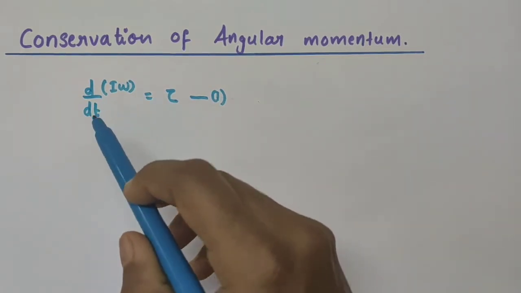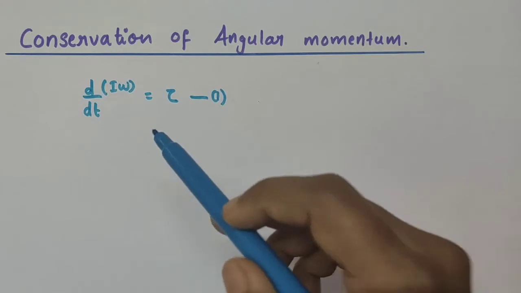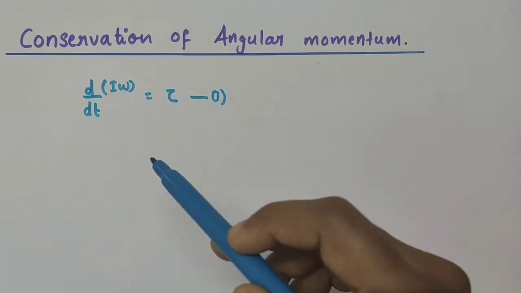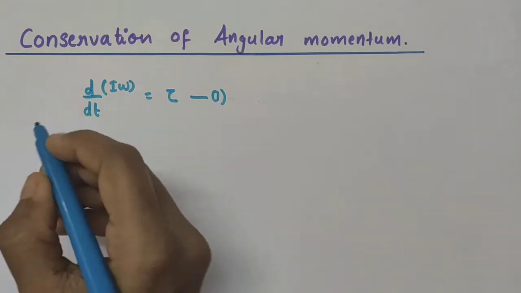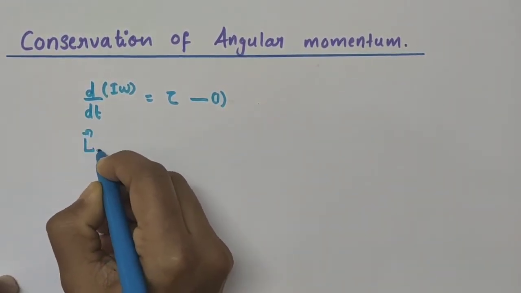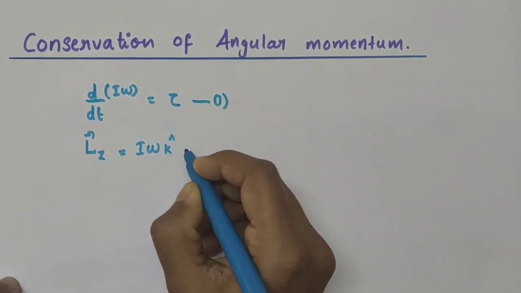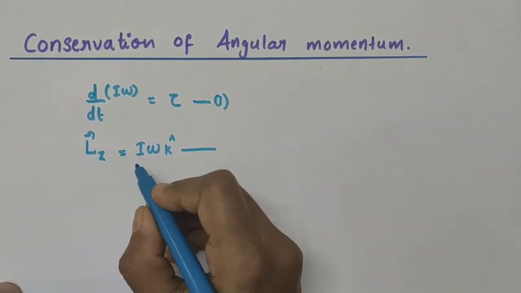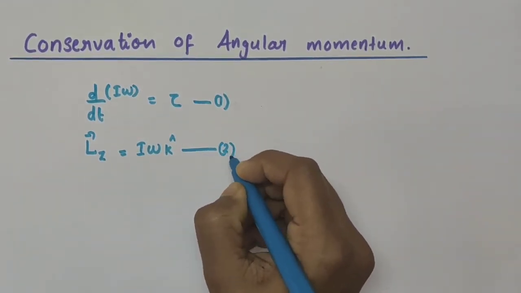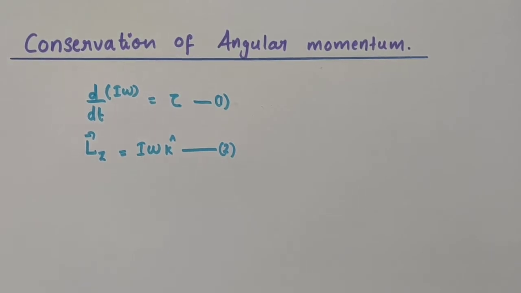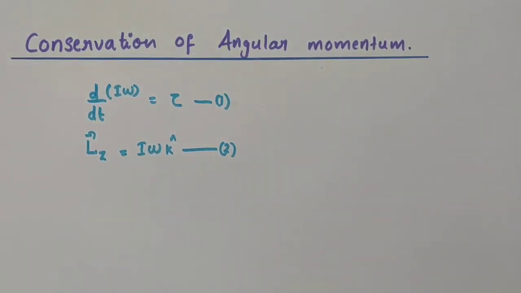Where I is the moment of inertia, omega is the angular velocity, and tau is the total external torque along the axis of rotation. And there we had one such equation too, that is vector Lz is equal to I omega into k cap. This was actually equation number 16 in our previous video, and I am taking this as equation number 2 here. I will provide the link for this in our description box, so please see that if you don't remember this equation.